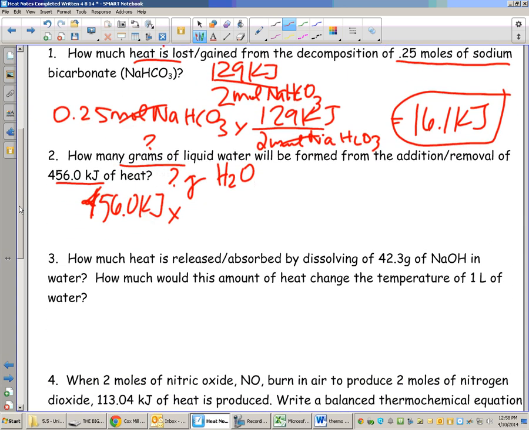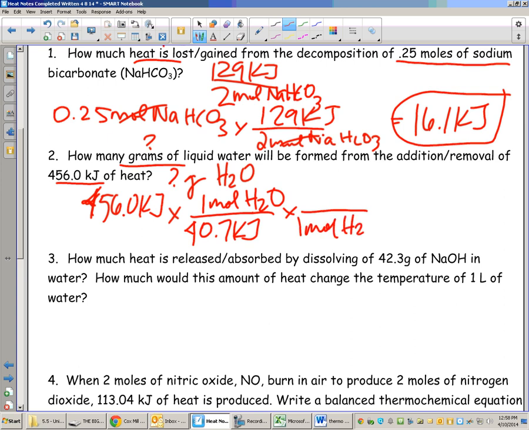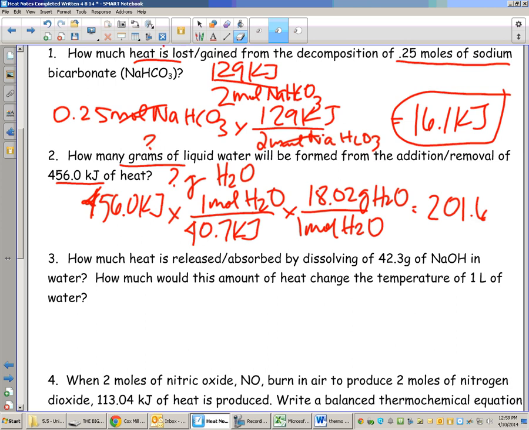Down here, and then we'll do molar mass. So the kilojoules, because it has to cancel, 40.7 kilojoules has to go on the bottom. 1 mole of water has to go on top. And it says how many grams, so we've got to go one more step to molar mass. 1 mole of water is 18.02 grams of water. Anybody? 201.6 grams of water. Everything cancels except for grams.